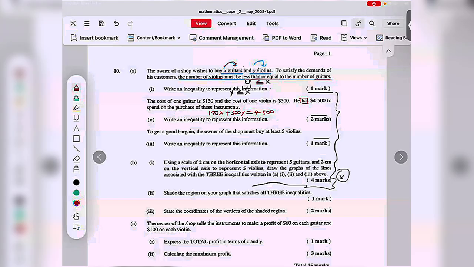All right, next question. To get a good bargain. Write an inequality to represent the information. To get a good bargain, the owner of the shop must buy at least 5 violins. Keyword in that sentence? At least, because we spoke about these words in class, right? So, at least.